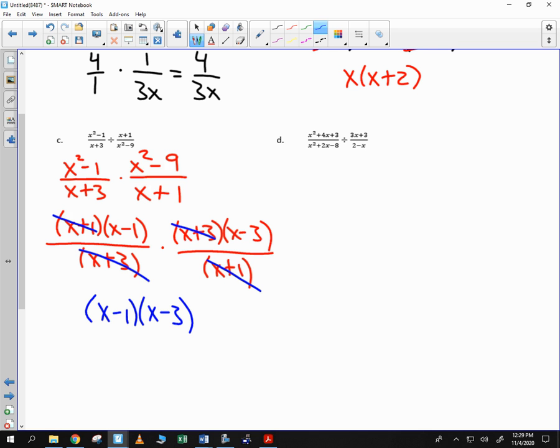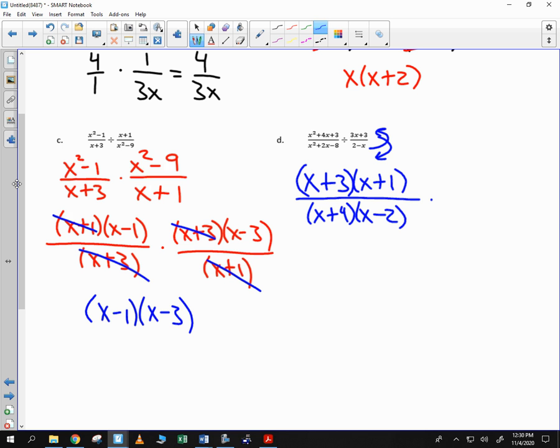And for the last one, I'm going to try to factor it as I rewrite it. X plus 3 times x plus 1 over x plus 4 times x minus 2. So now the 2 minus x is in the top. I'm going to factor out a -1. I'll be given x minus 2. I factor a 3 out of the bottom, and I'm left with x plus 1.